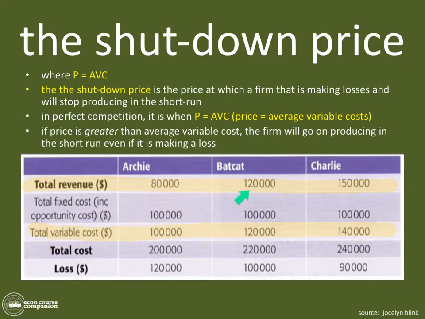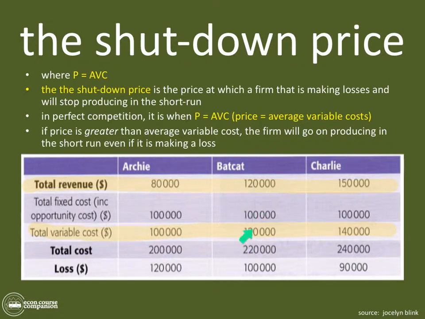Batcat, what about Batcat? Well, now that I've reduced it down to as simple a way as I think possible, the total revenues are 120 grand. Forget the fixed costs; those are already spent, whether they're open or not. What are the variable costs? 120. Check it. They covered their variable costs with their revenue by staying open, and therefore their losses are $100,000. They're still losing, but that's equal to their fixed costs.